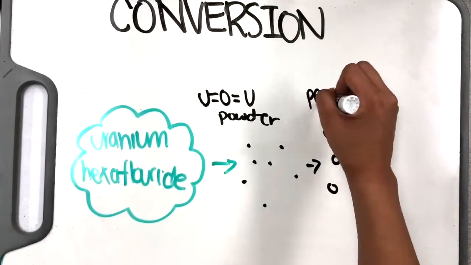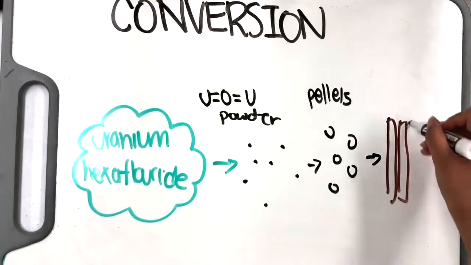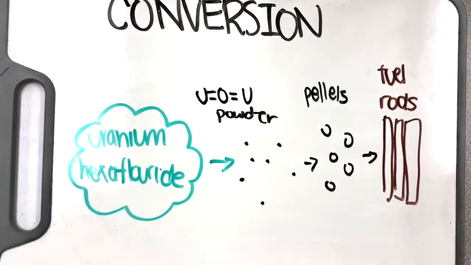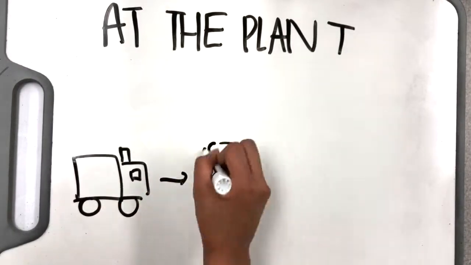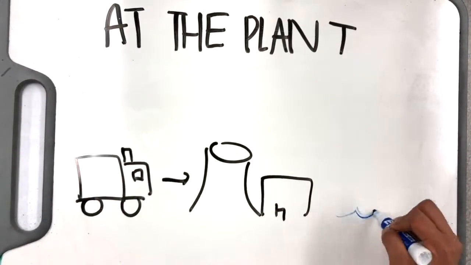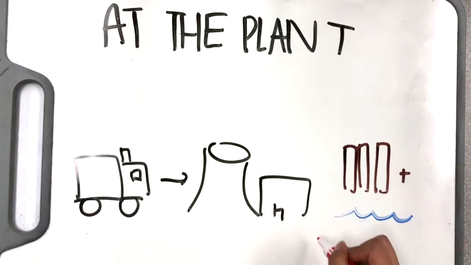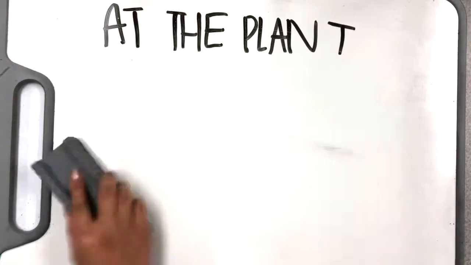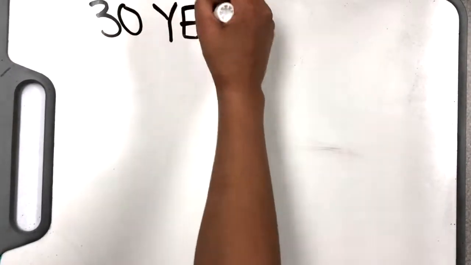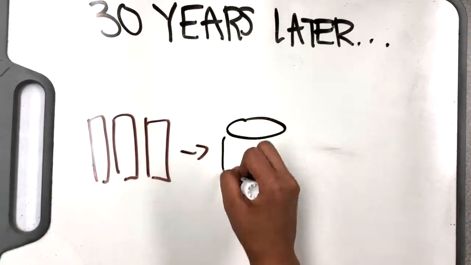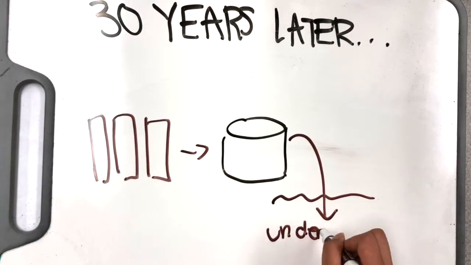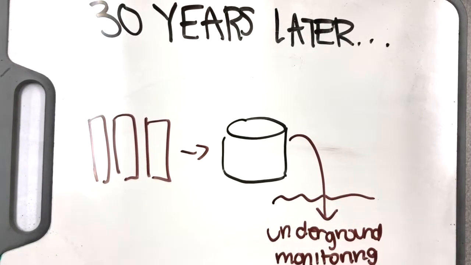The powder is then compressed into ceramic pellets, which go into rods to form fuel rods. Then, the rods are transported to the plant, where the rods are assembled together. Adding water to these rods initiates the nuclear reaction. However, after 30 years, these rods need to be disposed. They are put into containers and then buried underground, where they are monitored for years to come.